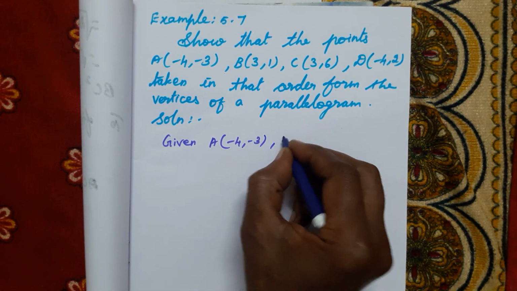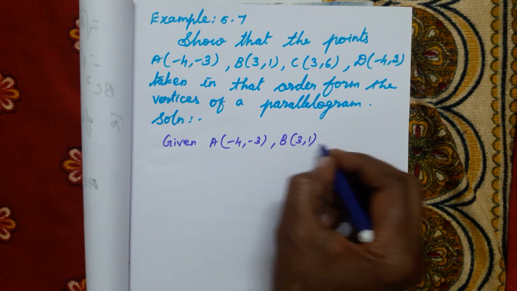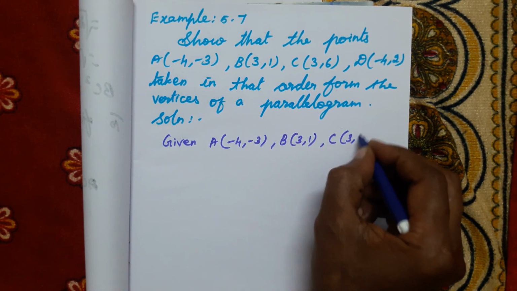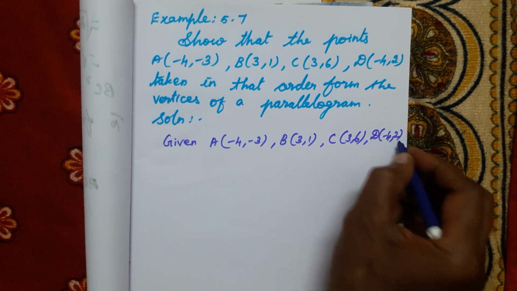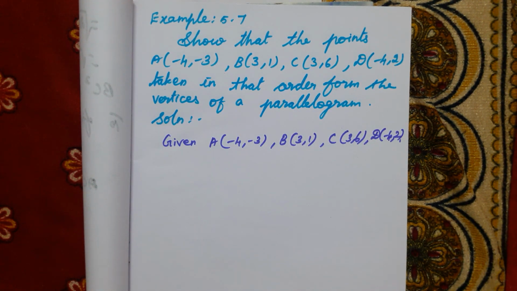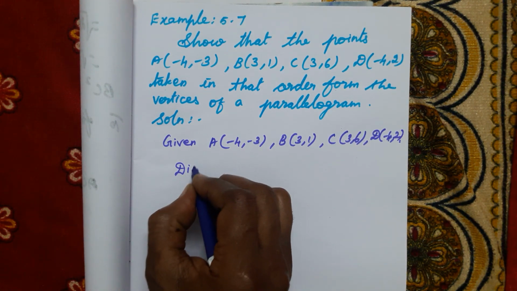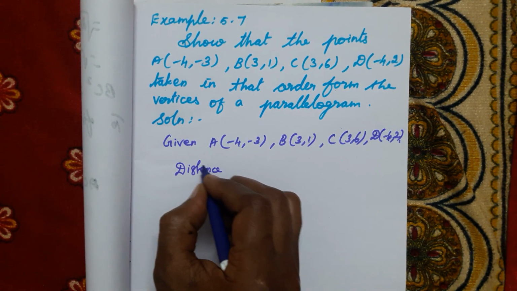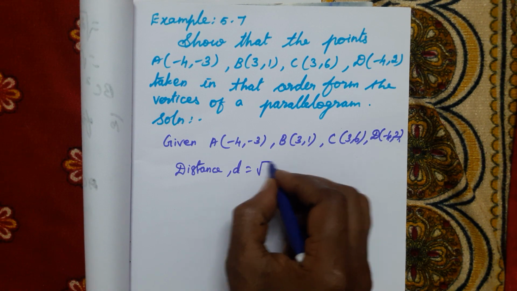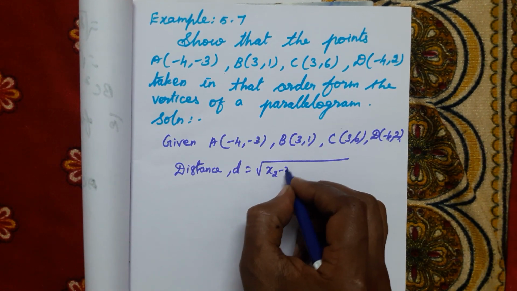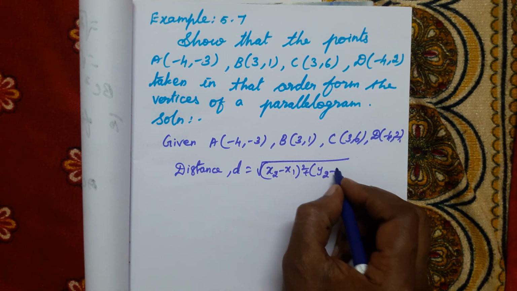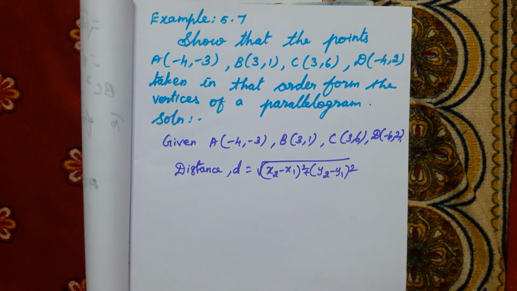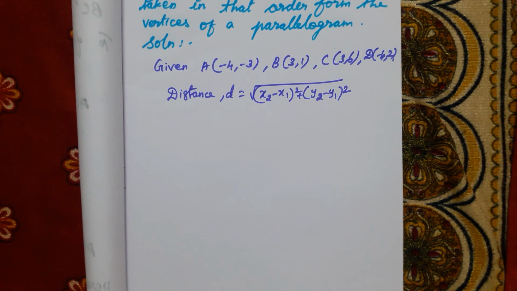A (-4, -3), B (3, 1), C (3, 6), D (-4, 2). Next, the distance d is equal to root of (x2 minus x1) the whole square plus (y2 minus y1) the whole square.